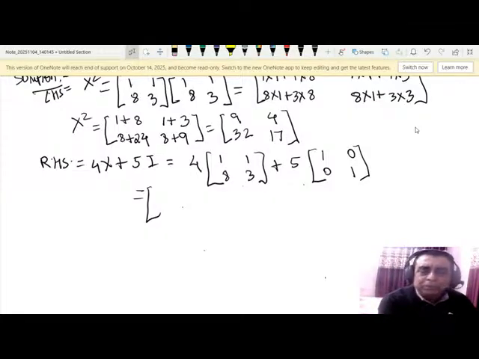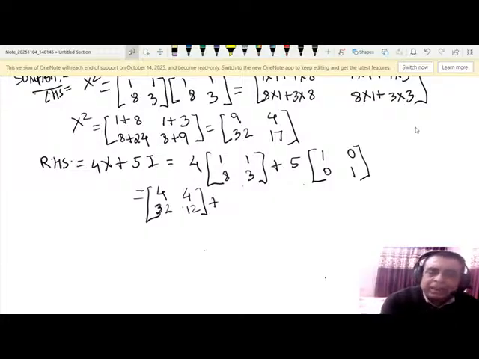So 4 times 1 is 4. 4 times 1 is 4. 4 times 8 is 32. And 4 times 3 is 12. Plus, here you multiply 5 with every element of the identity matrix. So 5 times 1 is 5, 5 times 0 is 0, 5 times 0 is 0, and 5 times 1 is 5.